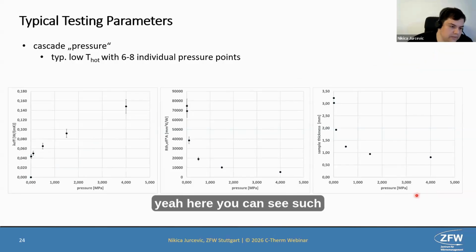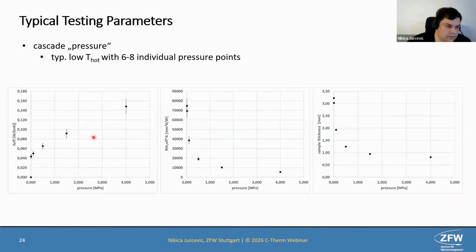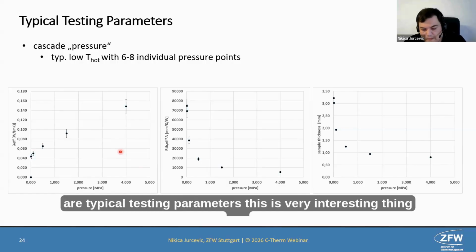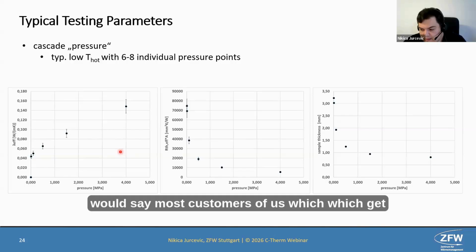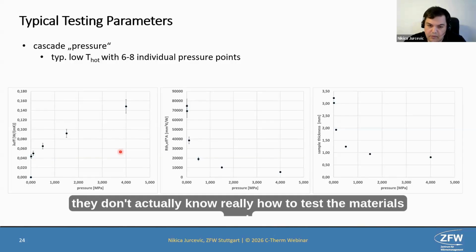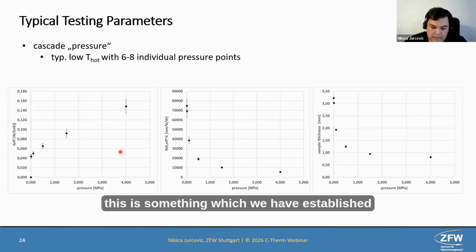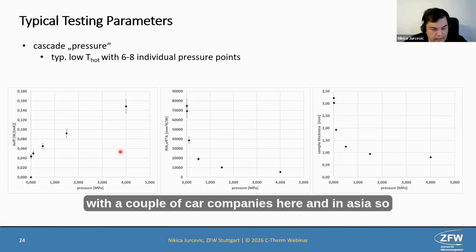And yeah, here you can see such results. So what are typical testing parameters? This is very interesting. We are still in an area where, I would say, most of our customers don't really know how to test the materials. And this is something which we have established with a couple of car companies here and in Asia.